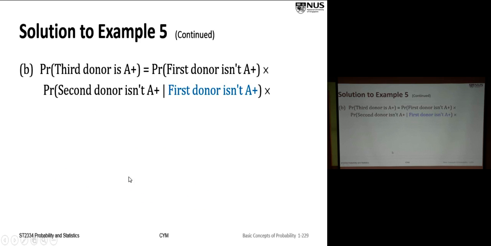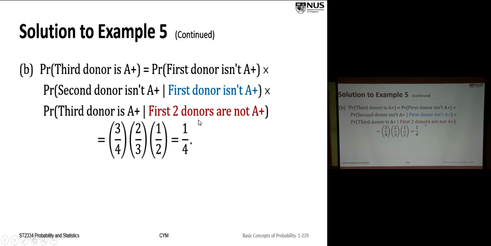Okay, third donor is A+. So it's different from the previous one. The previous one needs at least 3 or 4. Here you explicitly want the third donor to be the correct one, to get the A+. All right? So you have the first 2 non-A+. Then now you are left with 2 individuals, and one of them must be A+. So the probability is half. All right, so the answer is one quarter.